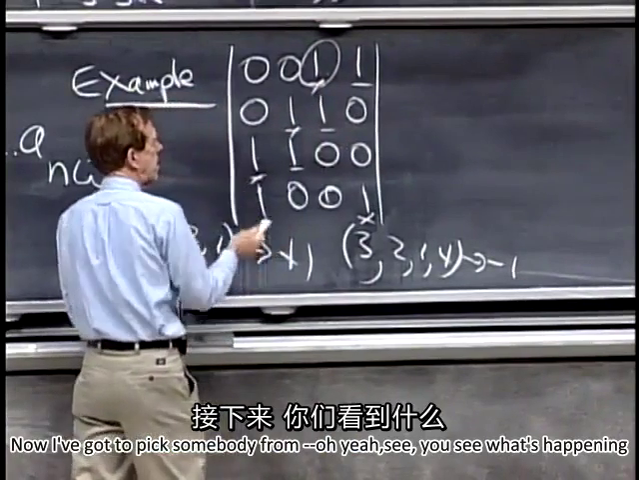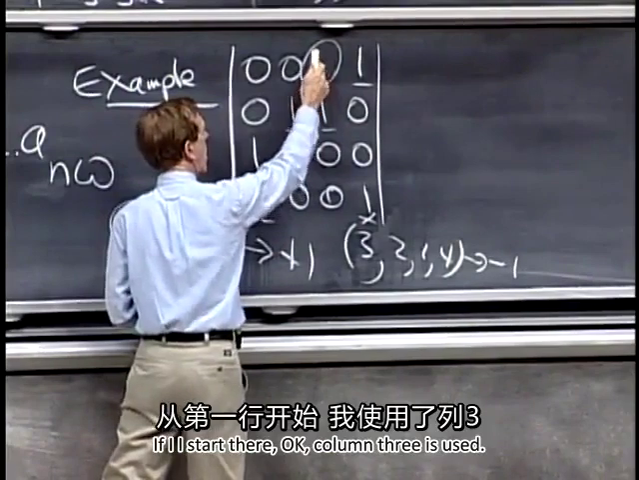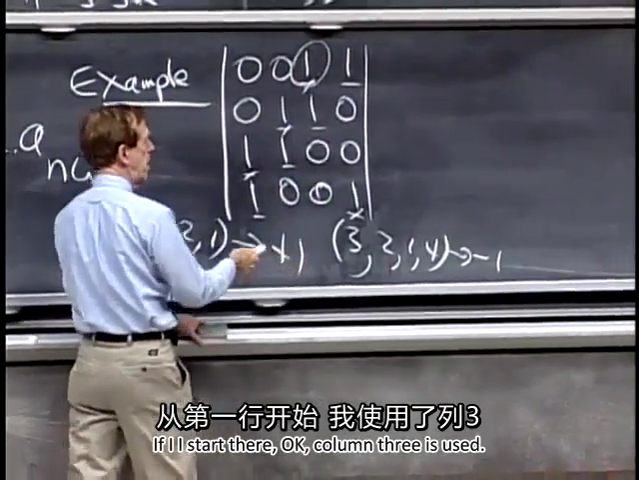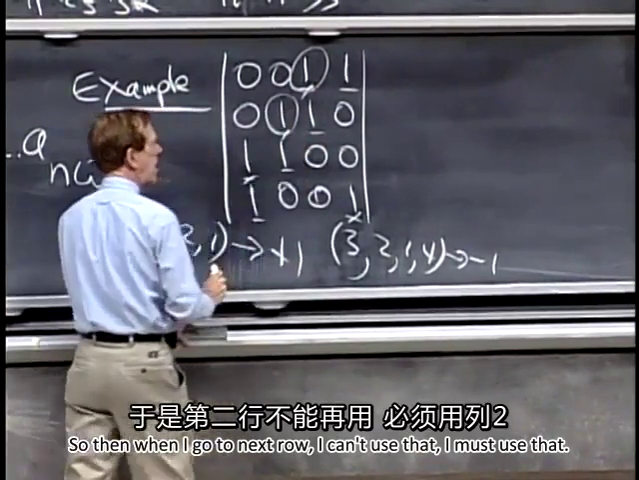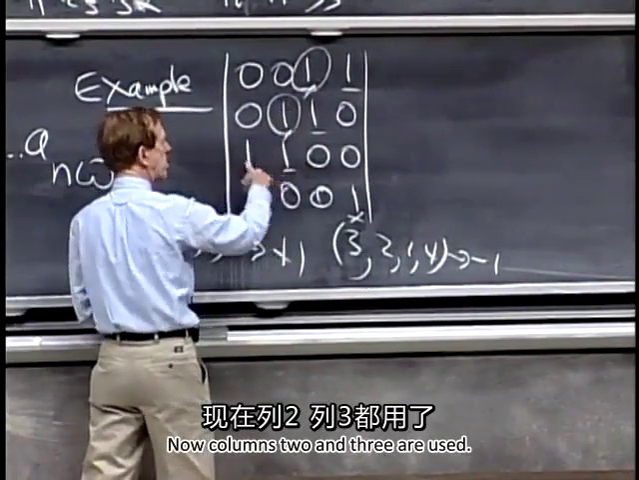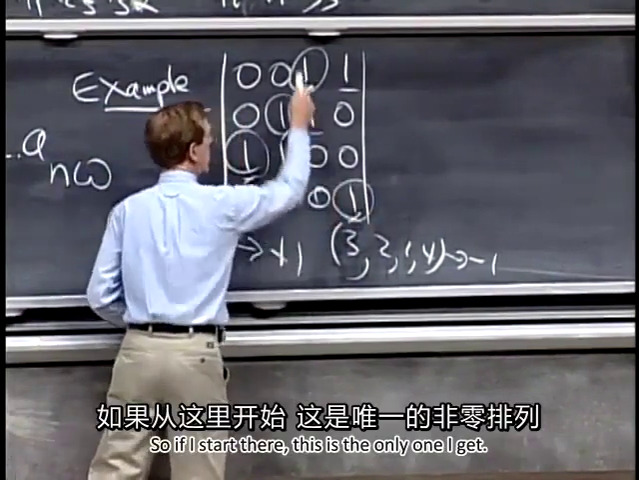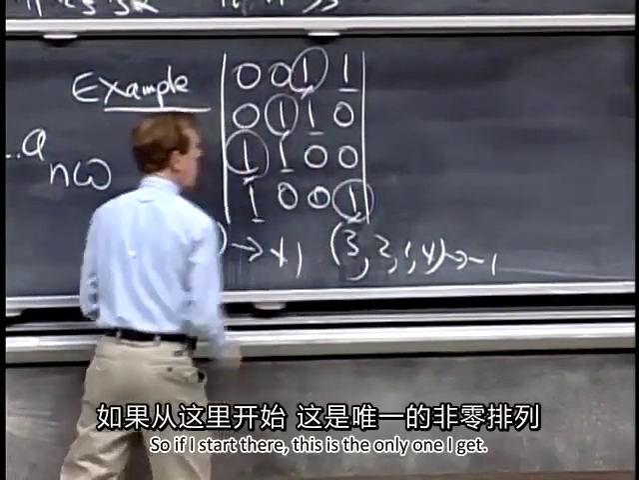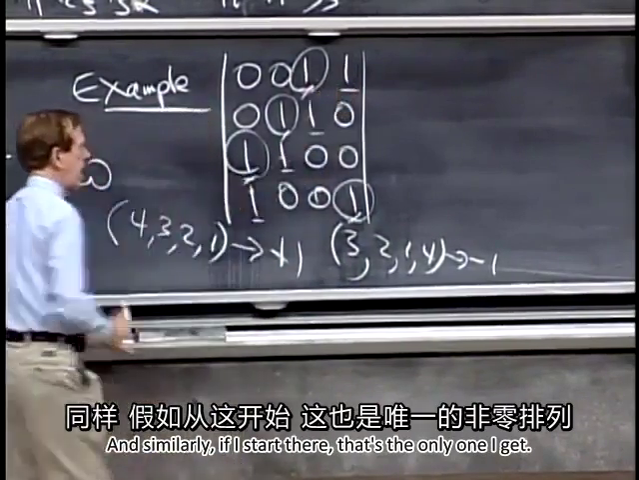Oh yeah. You see what's happening. If I start there, column 3 is used. So when I go to the next row, I can't use that. I must use that. Now columns 2 and 3 are used. When I come to this row, I must use that. And then I must use that. So if I start there, this is the only one I get. And similarly, if I start there, that's the only one I get.